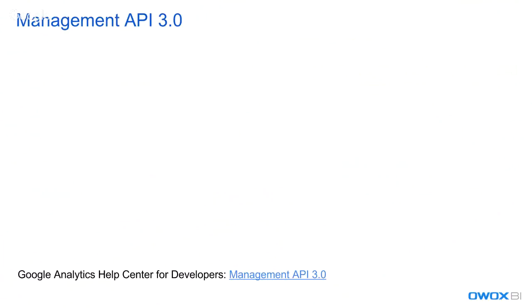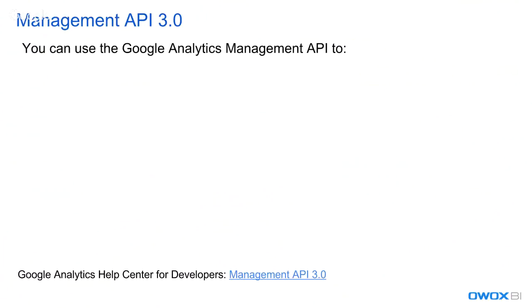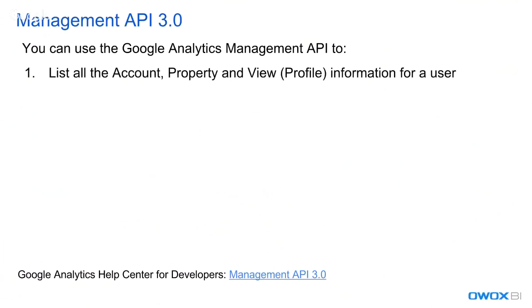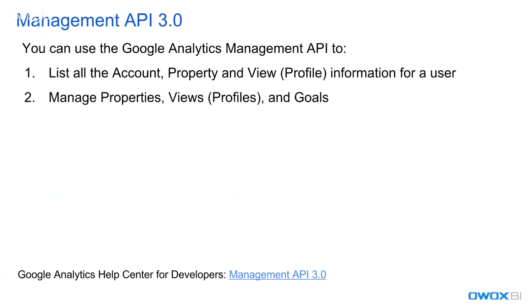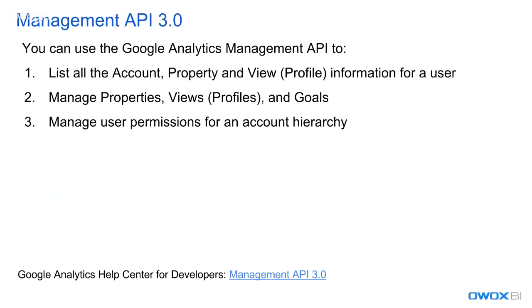As you understand, the Management API helps big companies that have many Google Analytics accounts to manage these accounts and to manage user access for these accounts without entering the Google Analytics interface. With the help of the Management API, you can list all the account properties and view information for a user. You can manage property views and goals. You can manage user permissions for an account hierarchy.